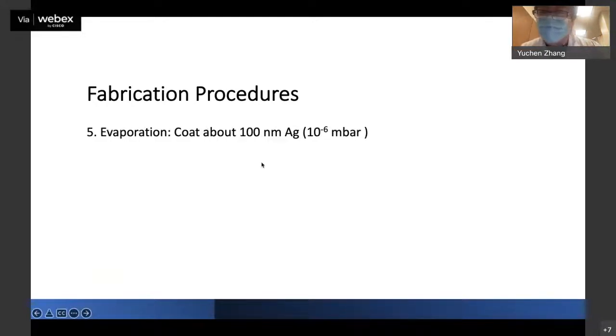At last, we do evaporation to coat the top with silver. For that layer, it's usually 100 nm, and we can control the thickness by controlling the coating time, using our systems in the glove box. After that, we can do the testing, as we will learn later.